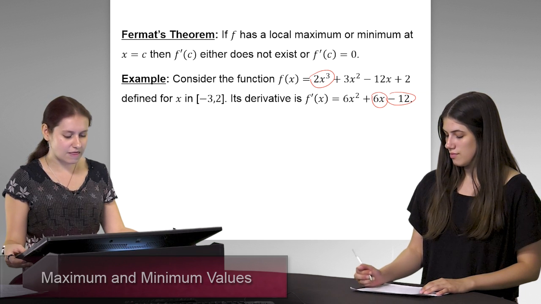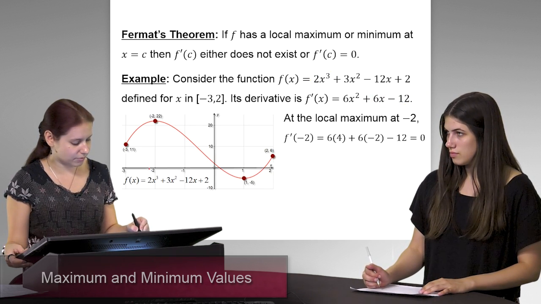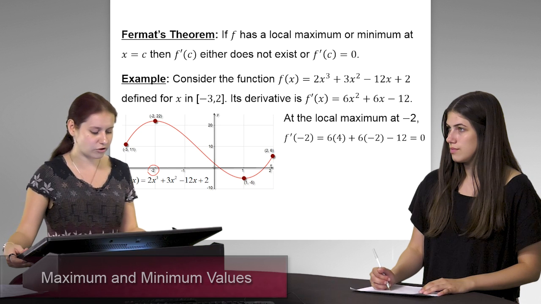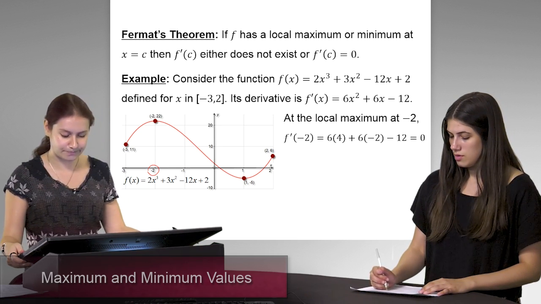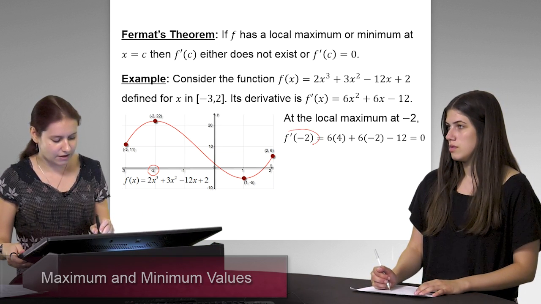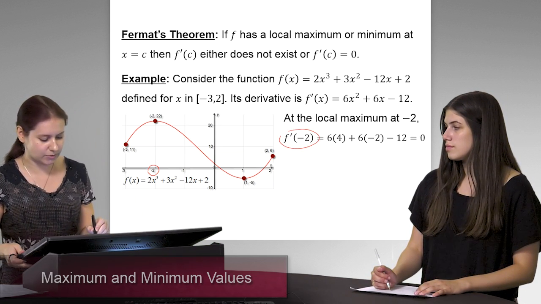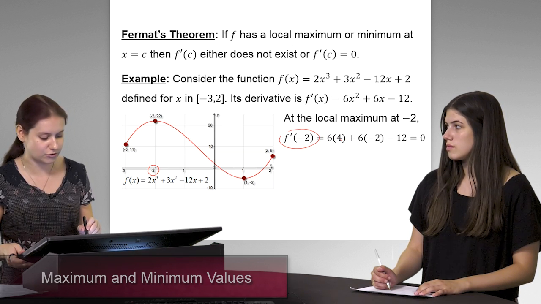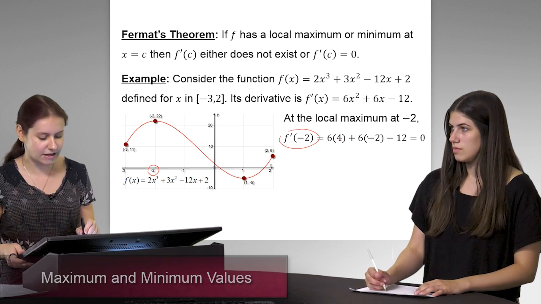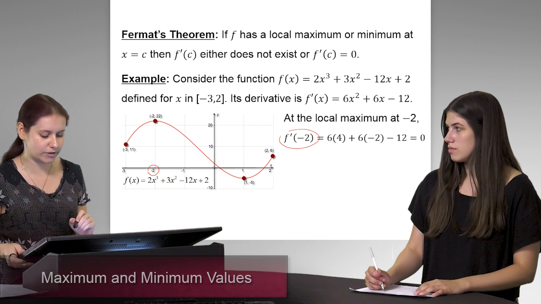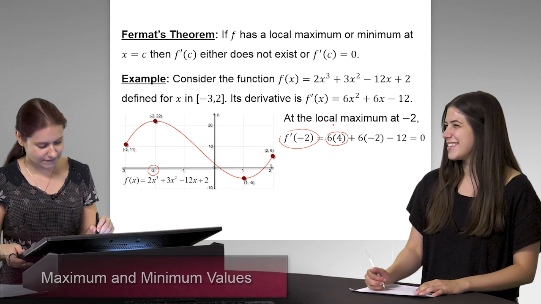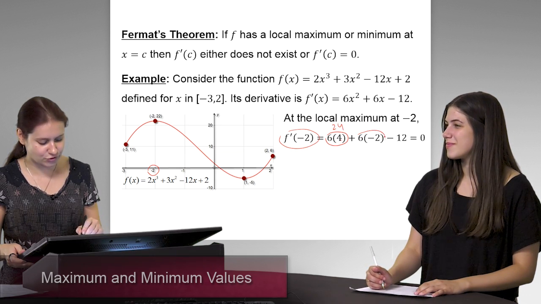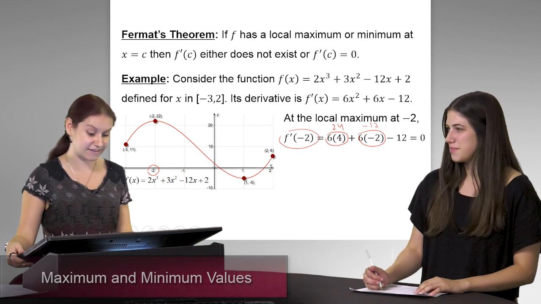Taking the derivative, and then remember the graph, which we claimed that negative 2 was a local maximum. So now I'm going to plug negative 2 into my derivative, and I expect to get 0. Let's see. The derivative of the function at the point negative 2 gives me 6 times 4, because it's negative 2 squared, plus 6 times negative 2, minus 12. And indeed, 6 times 4 is 24. 6 times negative 2 is negative 12, which gives you 24 minus 12 minus 12 is 0.